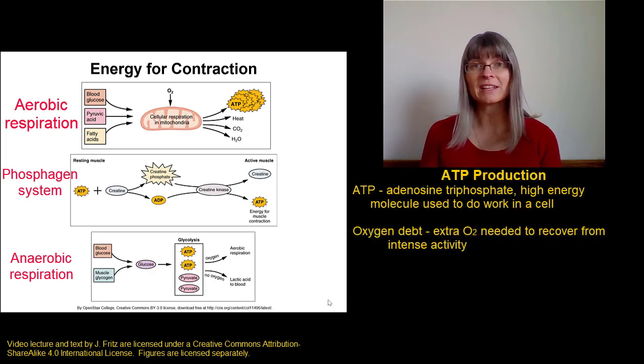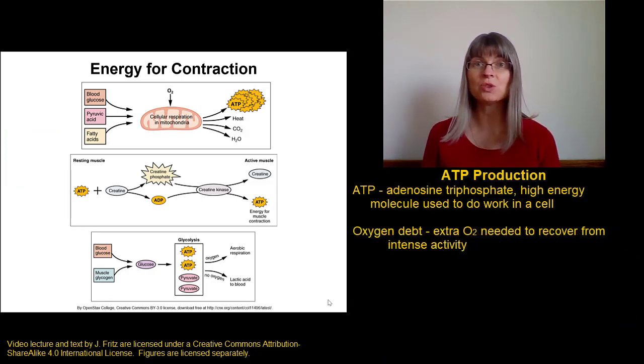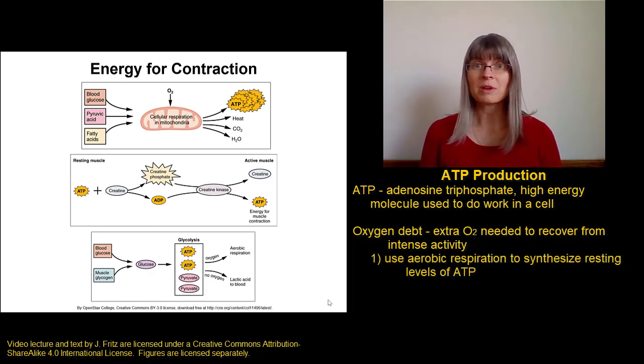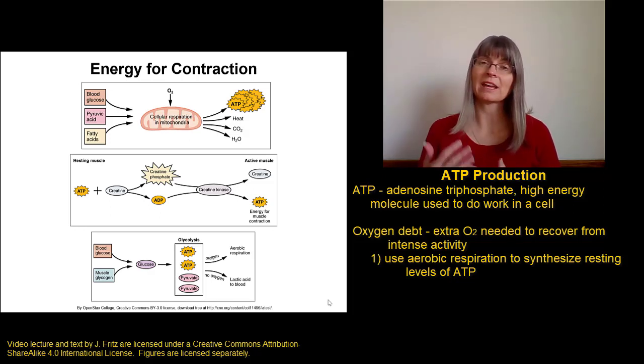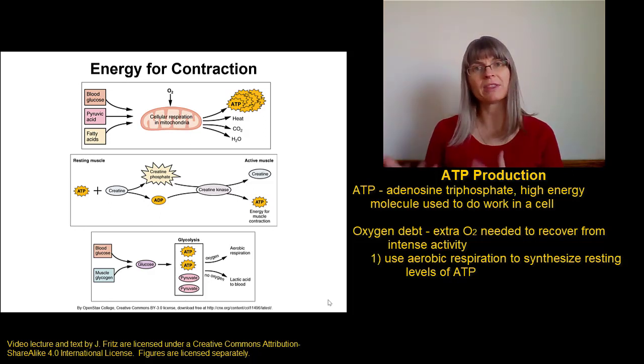After any sort of prolonged activity like that, where we've actually used up all of the oxygen stores available, we have what's called an oxygen debt. The oxygen debt is the extra amount of oxygen you need to recover from that sort of intense activity. That increased level of oxygen is needed for a number of different things. For one, we need to use aerobic respiration to synthesize our resting levels of ATP again. If you're doing prolonged activity, you're using up almost all of the stored ATP in your cells. You need to build that store back up.